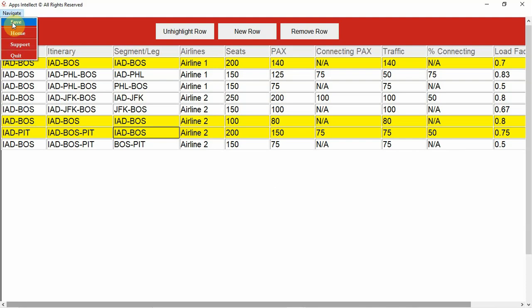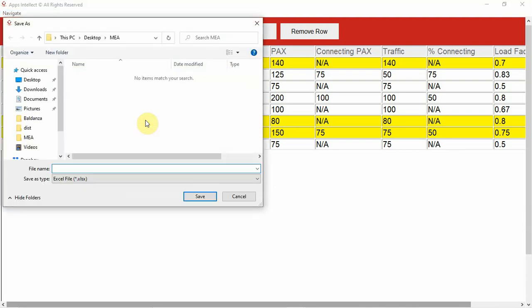So we'll save this report in the same place where we started the exe, and name this market share.